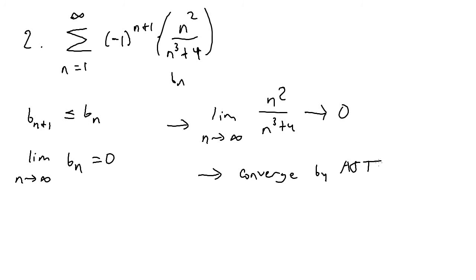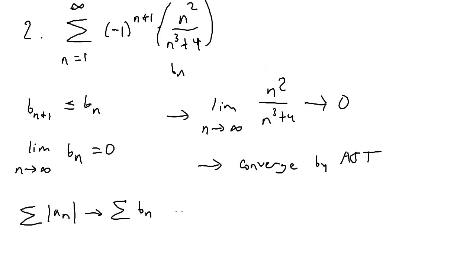Now if we want to test absolute convergence, we're just going to take the series of the absolute value of a sub n, or in other words, we just take out the alternator and test the series of just b sub n. So if I were to do that, we'd have the series from n equals 1 to infinity of b sub n, which is obviously n squared over n cubed plus 4.